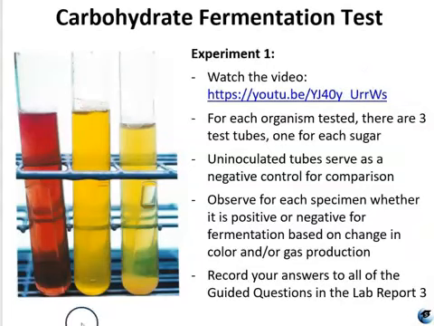fermentation test for two species, Pseudomonas aeruginosa and Staphylococcus aureus. For each of those, there are going to be 3 test tubes, one for each of 3 sugars. They're both being tested to see if they can ferment sucrose, glucose, or lactose. And each test tube is presented alongside a negative control for comparison.